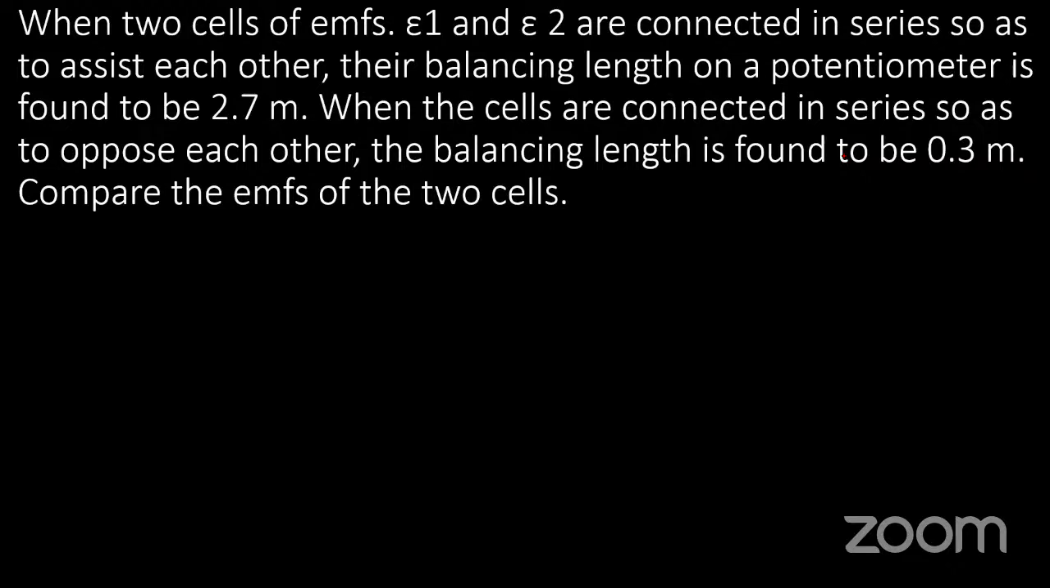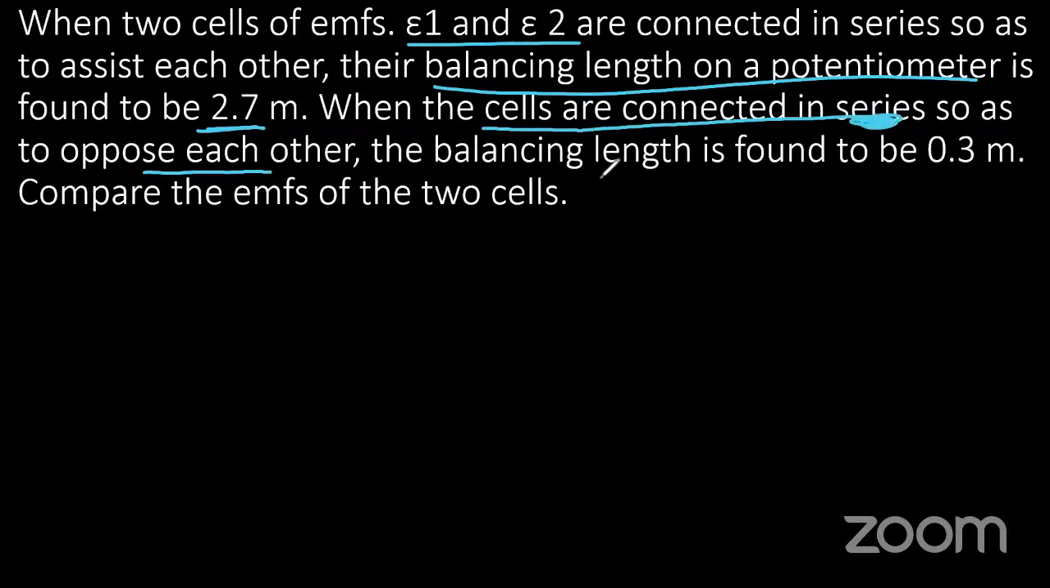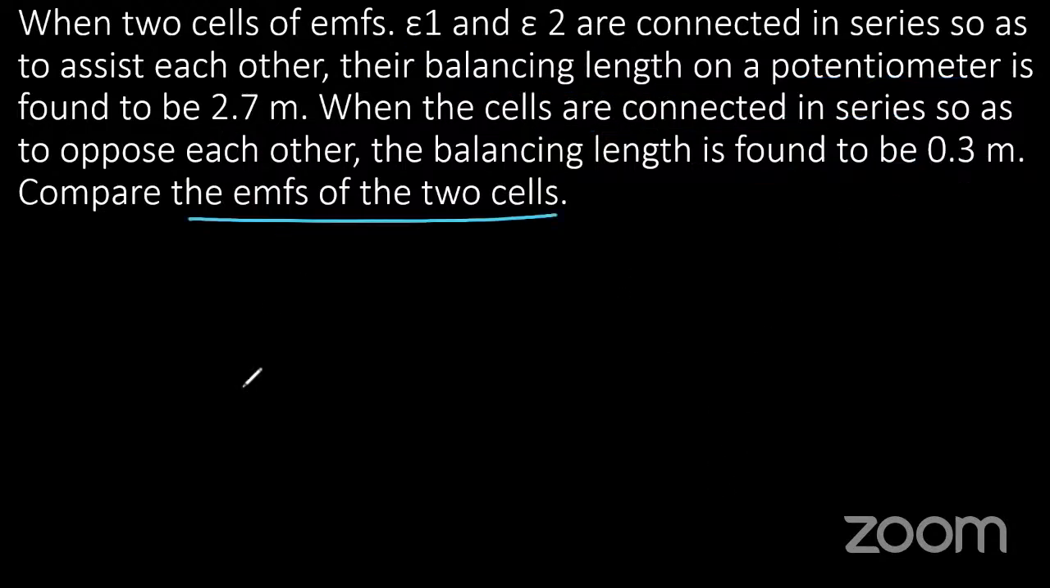This one also looks simple. It's longer, bigger, because it's a 4-5 line sentence. When two cells of EMF E1 and E2 are connected in series, meaning the sum and difference application of the potentiometer, to assist each other, the balancing length is 2.7. When connected in series so as to oppose each other, the balancing length is 0.3. Compare the EMF of the two cells.